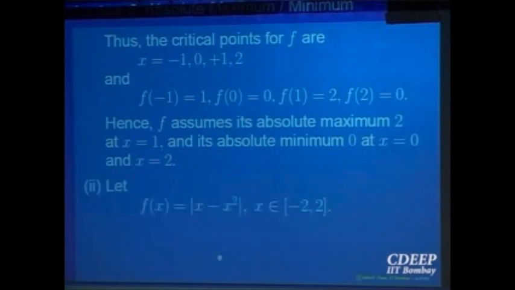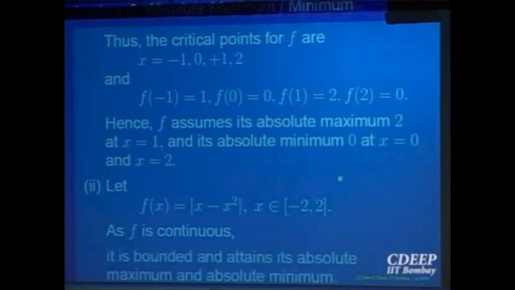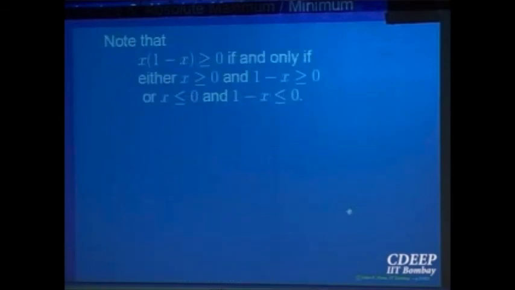Now let us look at a function like this: mod of x minus x square, x belonging to minus 2 to 2. For such kinds of functions, because there is an absolute value coming, the function is different when something is positive and when it is negative, because the absolute value changes. So when the quantity inside the absolute value is positive or negative, the sign will depend on your function. So write it. Anyway, it is a continuous function everywhere, so it will have a maximum and a minimum. Okay.